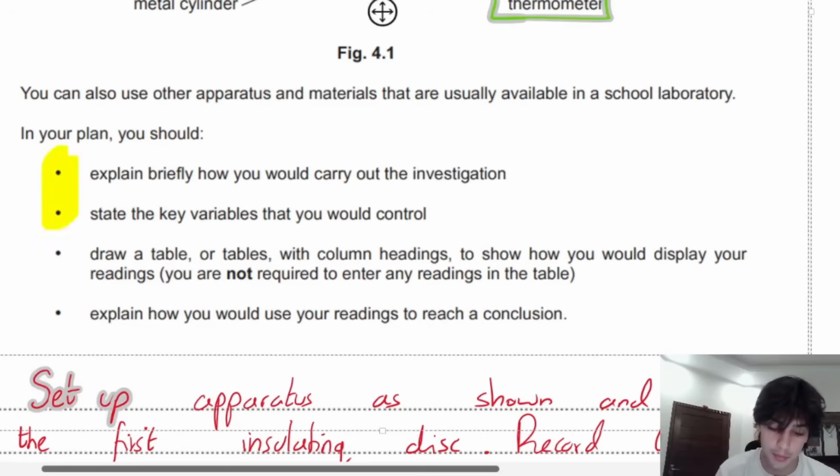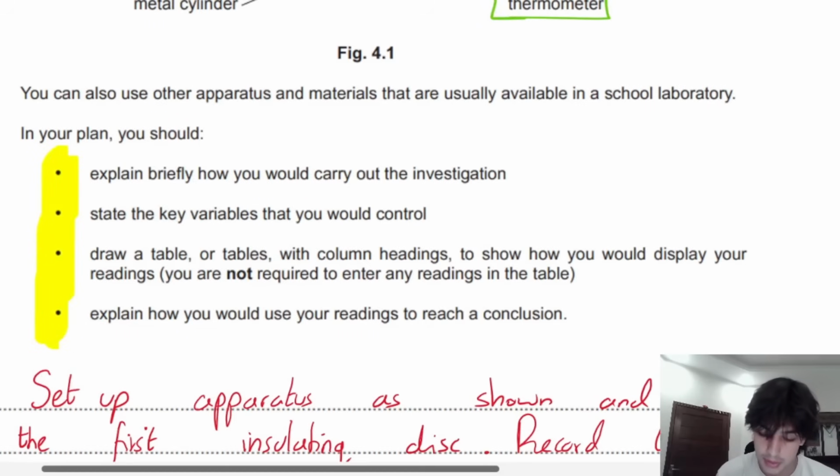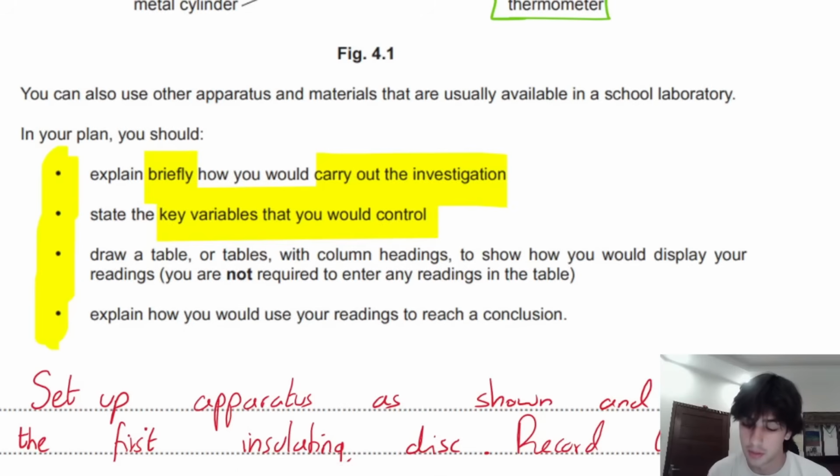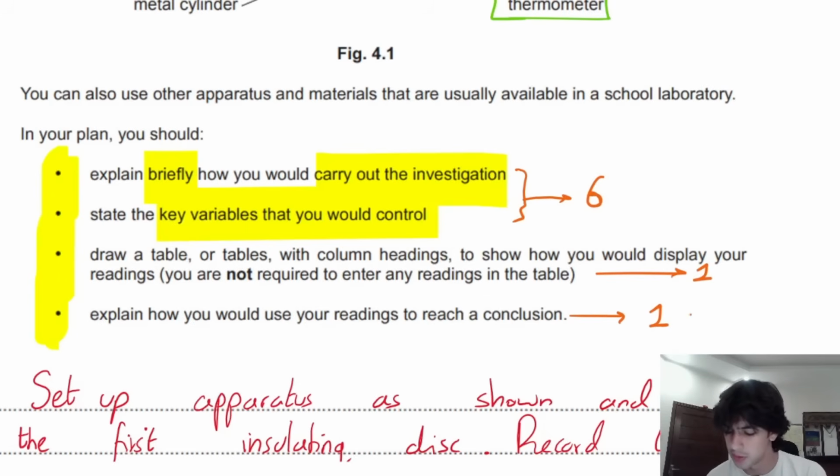Now, again, the bullet points, please just follow the bullet points. Explain briefly how you would carry out the investigation. Now, very important, if you get all the points nailed down, you should get 6 marks for this, 3 each. For the table, you'd get 1 mark, and for the conclusion, you'd also get 1 mark. So let's go over this. Actually, you'd get 1 to 2.